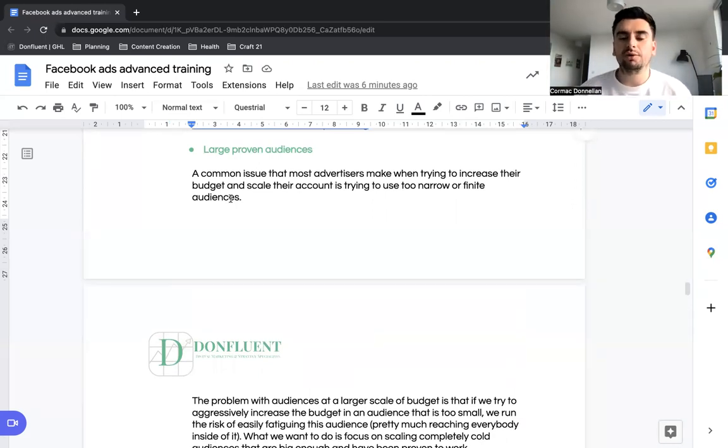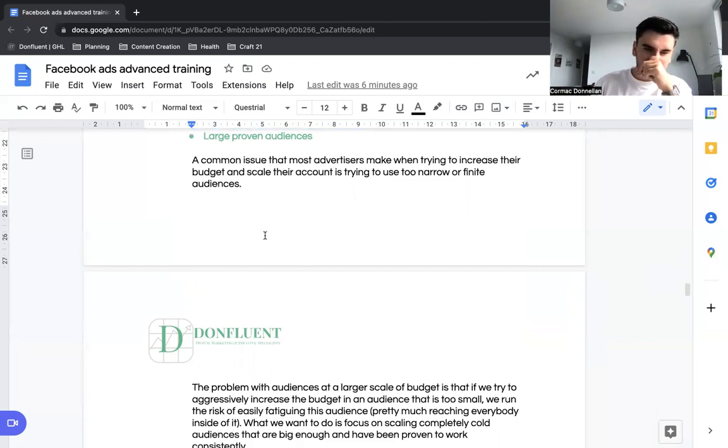A common issue that most advertisers make when trying to increase their budget and scale their account is they don't have the bandwidth within the audience. The audience is 100,000 people, when if they double their budget, they're going to fatigue that audience completely within 2 weeks. So you need to have the bandwidth within your audience so that it can take more spend.